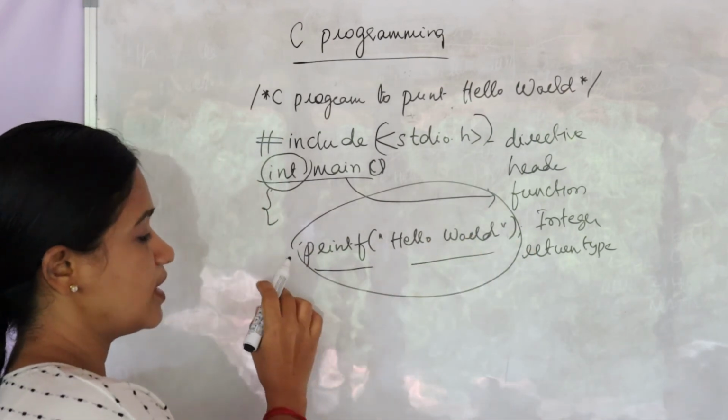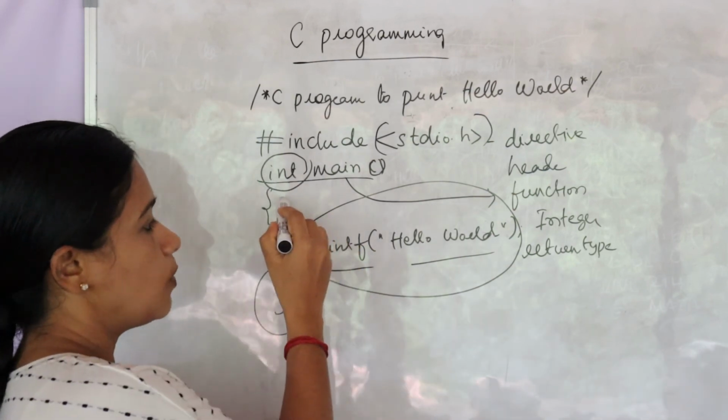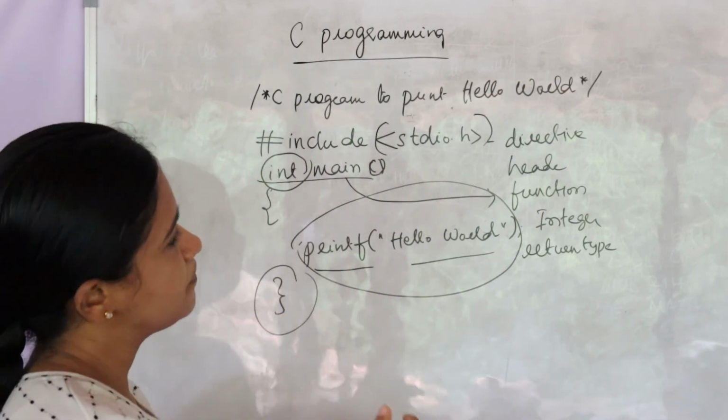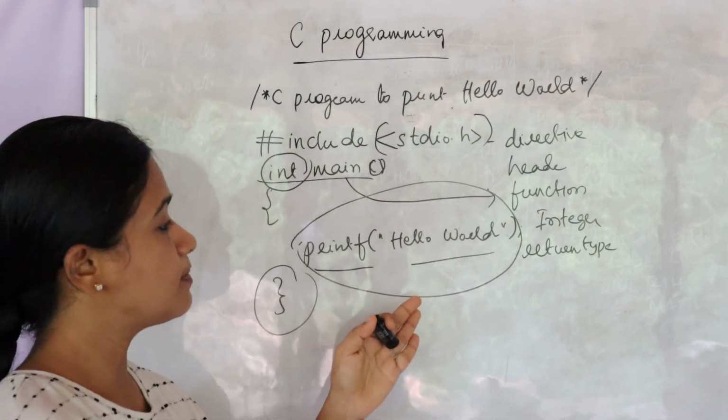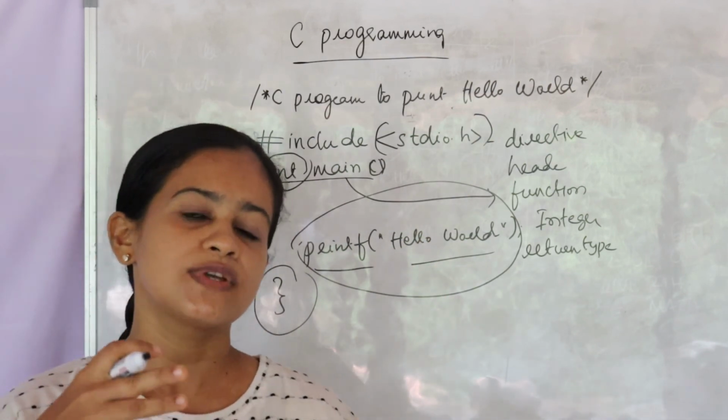Then I am closing the brace, which means this is the end of the function. For every opening brace, there has to be a closing or matching brace. This is about this C program. These are the basics of a C program.